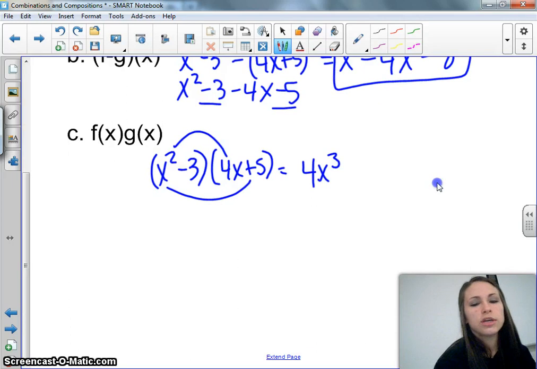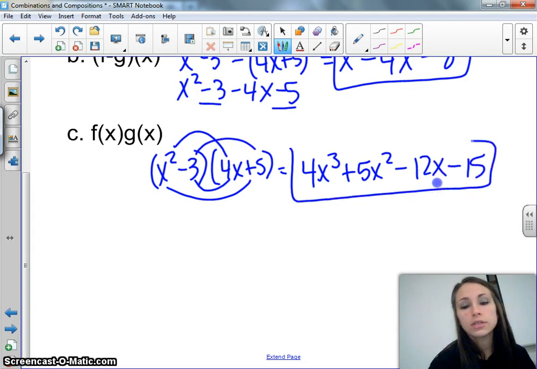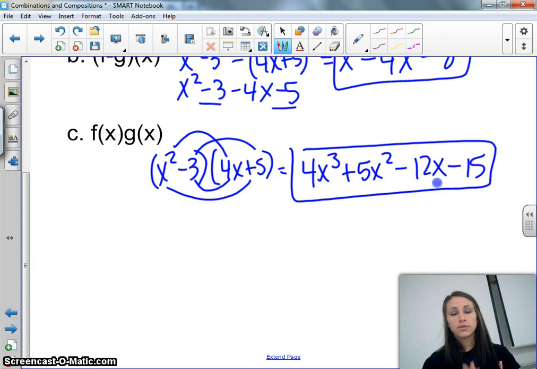Outside terms are going to give me plus 5x squared. Inside terms are going to give me negative 12x, and the last terms are going to give me a negative 15. And then there's nothing else that I can combine there. Every term is different. Okay, I can't combine, so then that's my final answer.